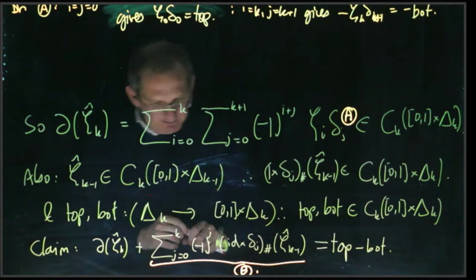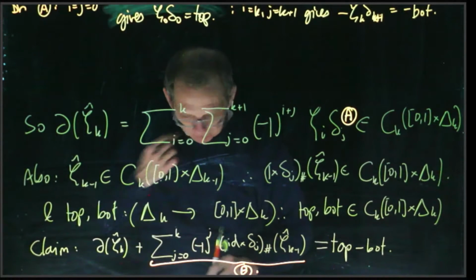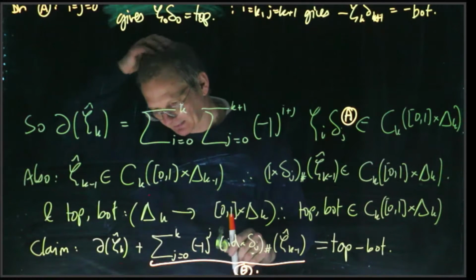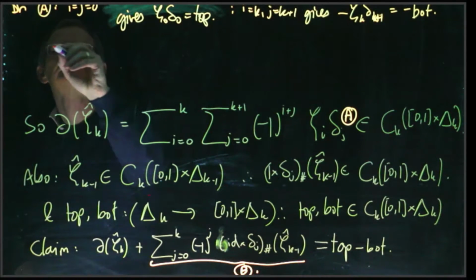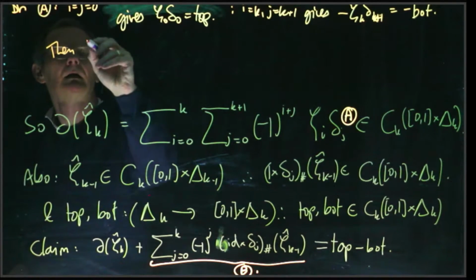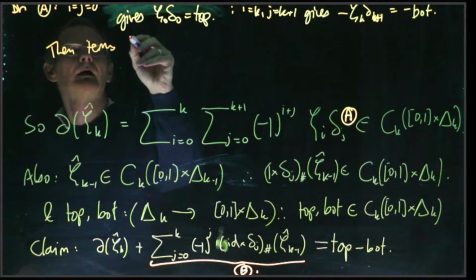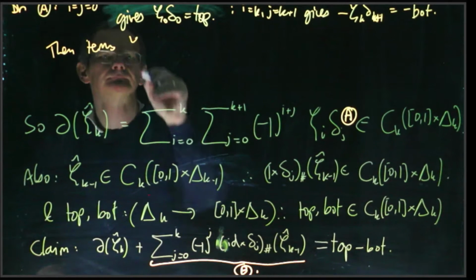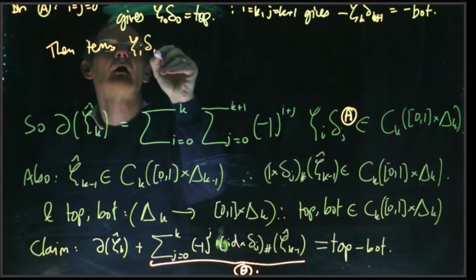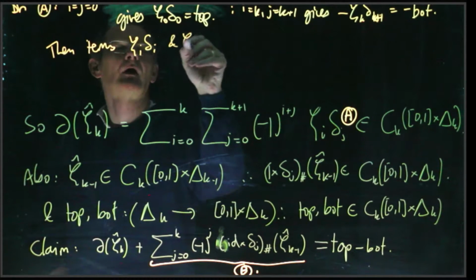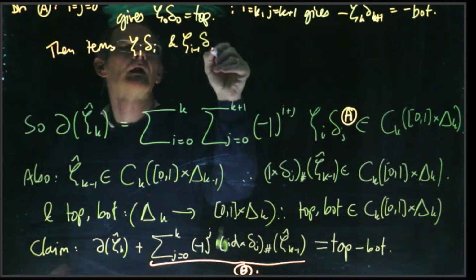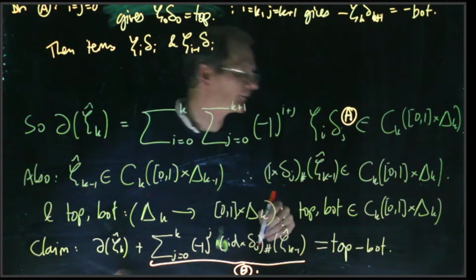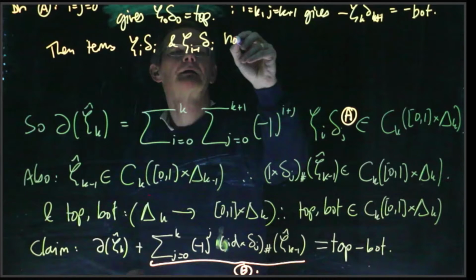And then we had these terms zeta i delta i, and zeta i minus 1 delta i. So these terms have opposite sign.